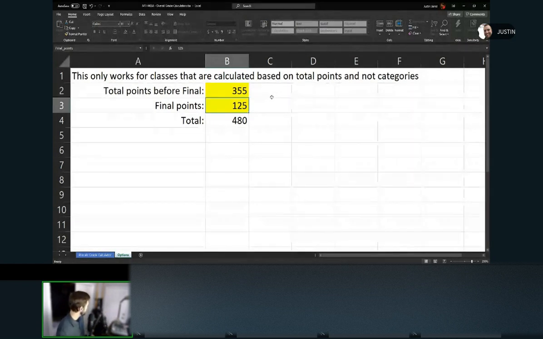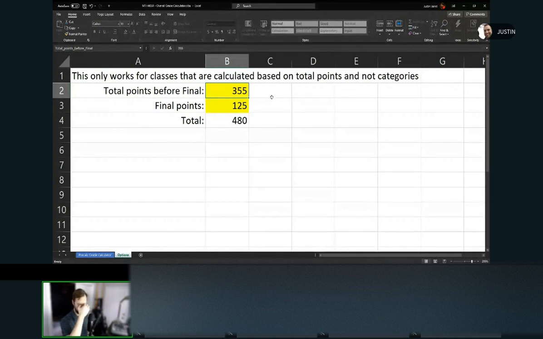Depending on if you started the semester late, you might have been exempted from the first couple assignments for whatever reason, but I'm pretty sure I made everyone do them regardless. But it should be 355. You just go to your pre-calc gradebook and it'll show you how many points, right now you have 355. The final is worth 125. And at the very end, when we're all done with this semester, you'll have a total of 480 points in the gradebook. So that's already filled in for you.